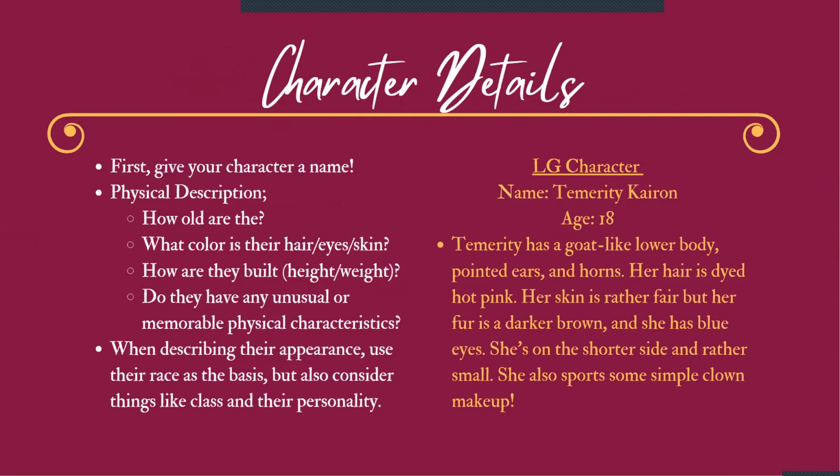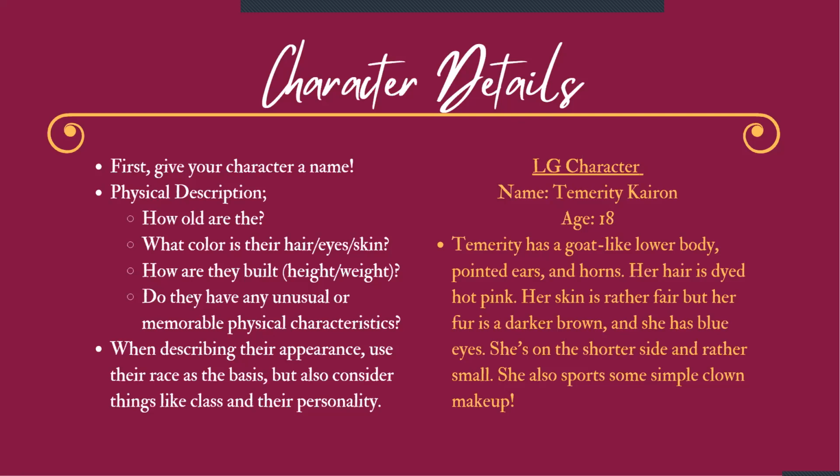And when describing their appearance, we suggest using their race as a basis, but also consider things like their class and their personality, which can really be highlighted through the appearance that you give them. So for our character, we decided to go with the name Temerity Chiron. She's going to be 18, and since she's a satyr, she'll have a goat-like lower body, pointed ears, and horns. Her hair is dyed hot pink, which is an example of one of those unique characteristics.